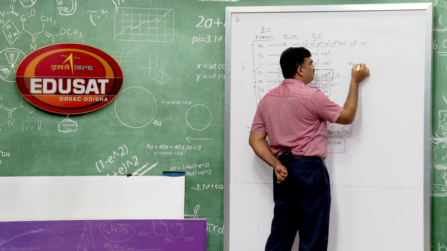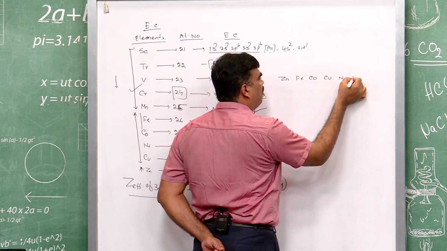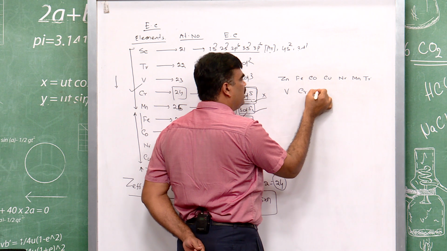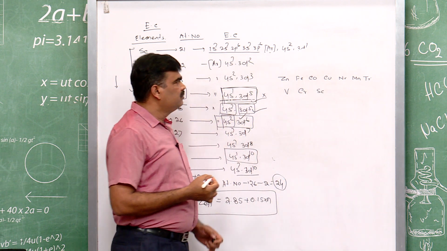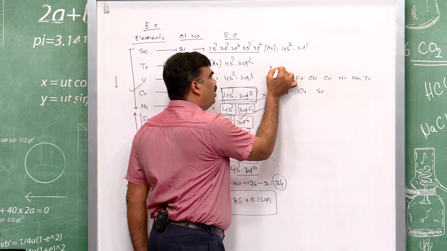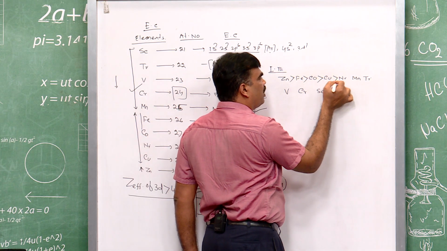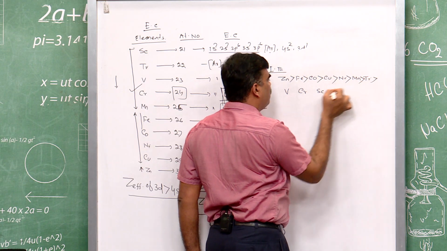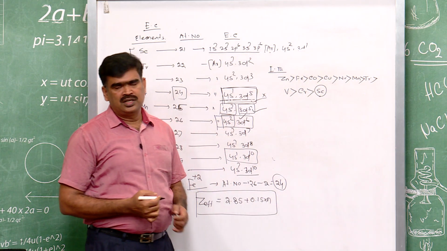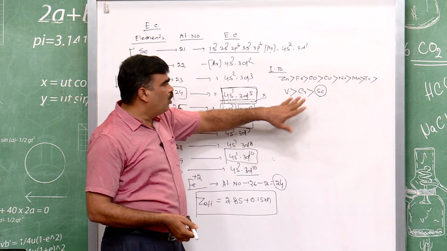न जाने फिर कोमल क्यों नहीं मानती कि वो भी कर सकती है. Means the ionization energy of zinc is greater than iron, greater than cobalt, greater than copper, greater than nickel, greater than manganese, greater than titanium, greater than vanadium, greater than chromium, and your scandium has lowest ionization energy or lowest ionization enthalpy. Here, how to remember?